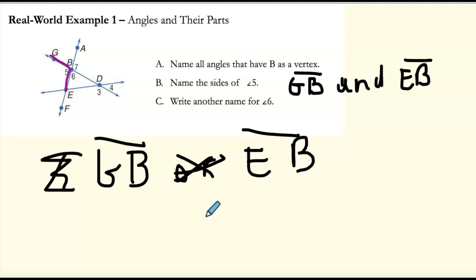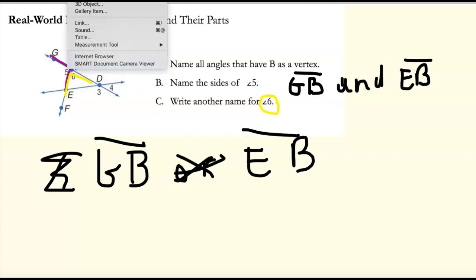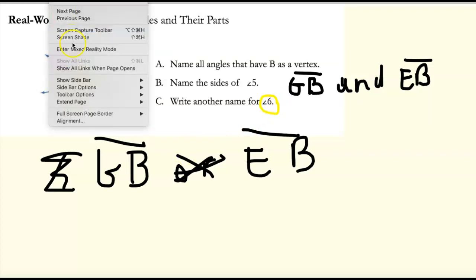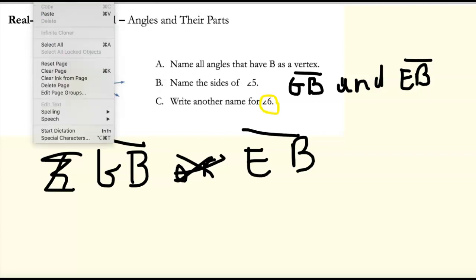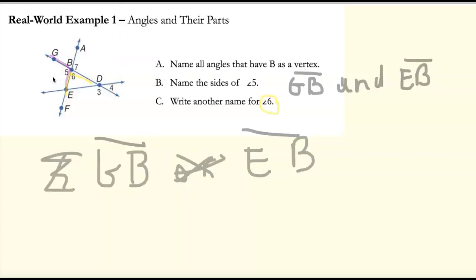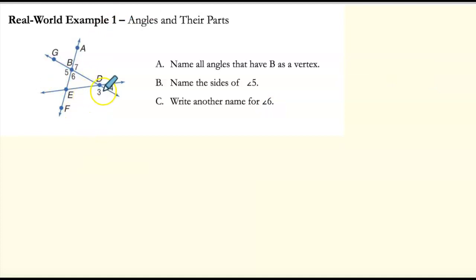Now just remember that we could have reversed those, saying BG and BE. That's fine. So we want to go with another name for angle 6. So we got to figure out where angle 6 is, which is right here. Since there is a number here, they're asking us to name it again with 3 letters. And so to do it with 3 letters, we have to think about that vertex. So in order to think about the vertex, we have to look back at the angle. So we're looking at angle 6.